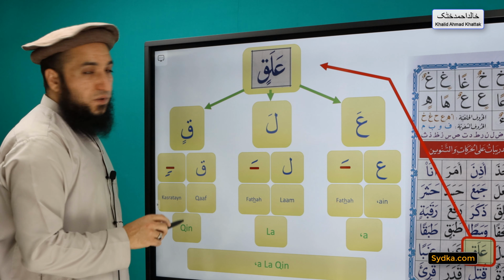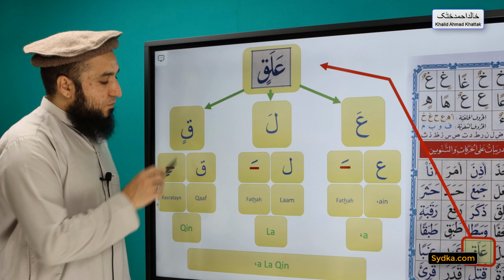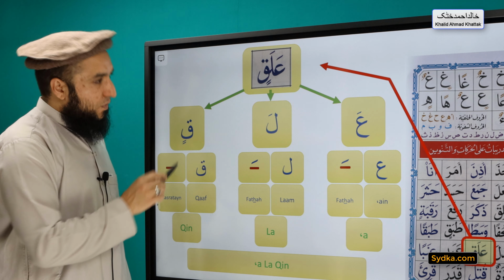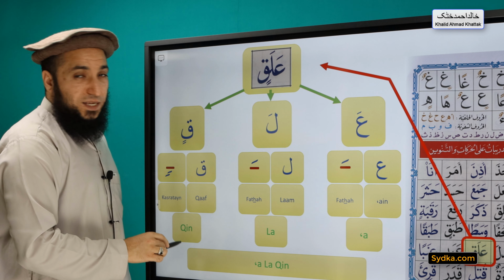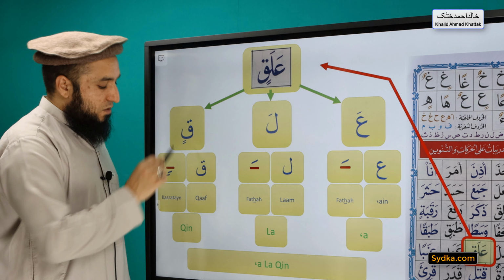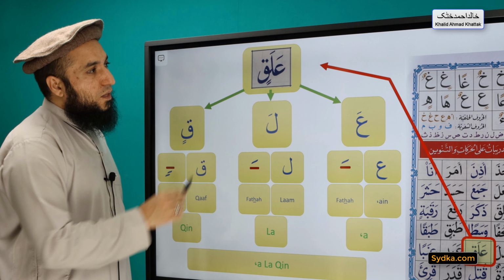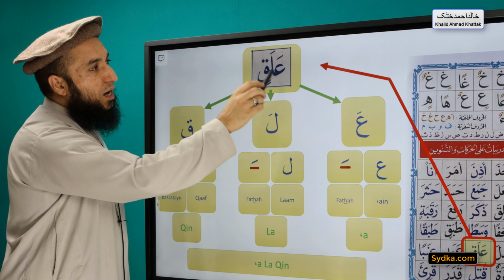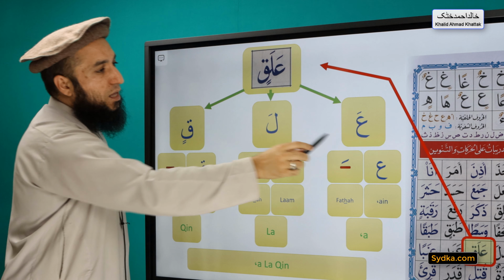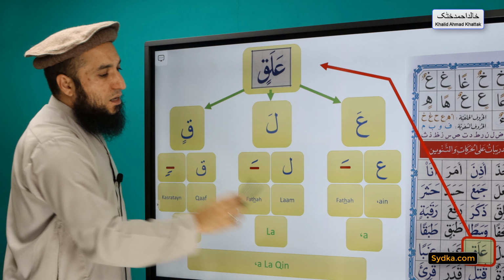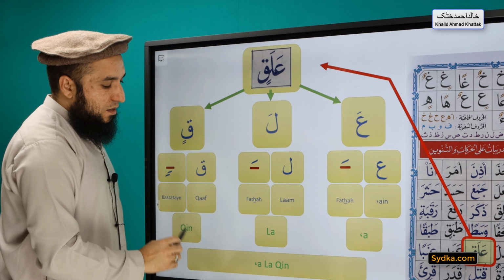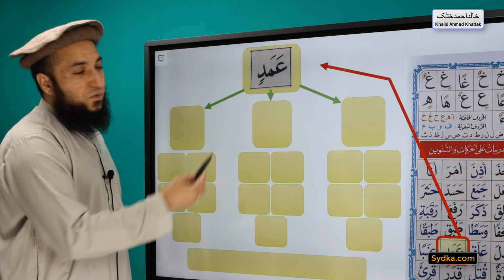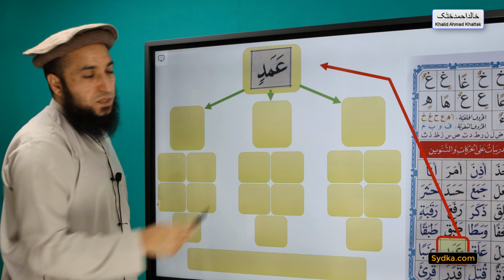So the third syllable we have is qaf kasratain, qin. Qaf is not silent, and we have kasratain as haraka. Qaf kasratain, qin. And now we combine these 3 syllables. We have alaqin, alaqin, alaqin, alaqin.